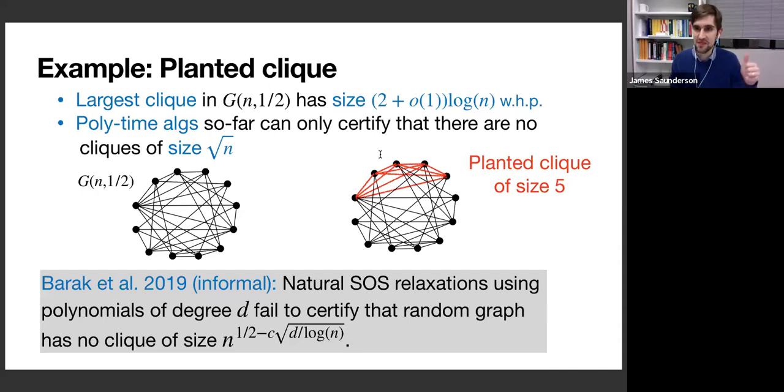Okay, so another recent direction is on average case hardness results for sum of squares. We've seen positive results on convergence. These are negative results that say that sum of squares is not that powerful for some problems.